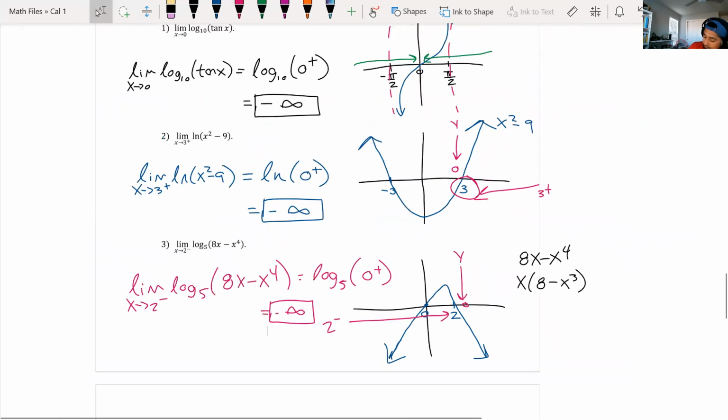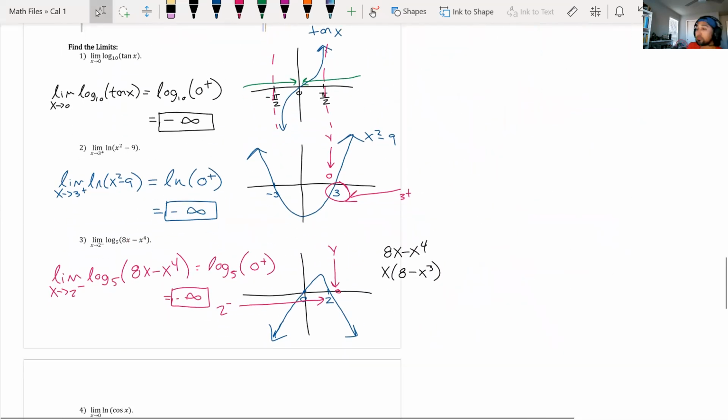Okay. Once again, thinking of the graph is the easiest way to handle these limits. What number is the inside function getting close to? And that'll tell you what your log is going to get close to. So, any questions on that?